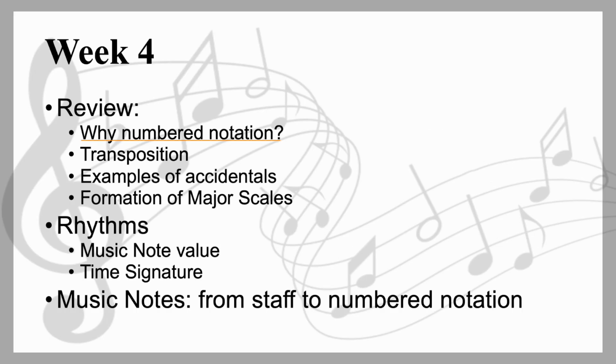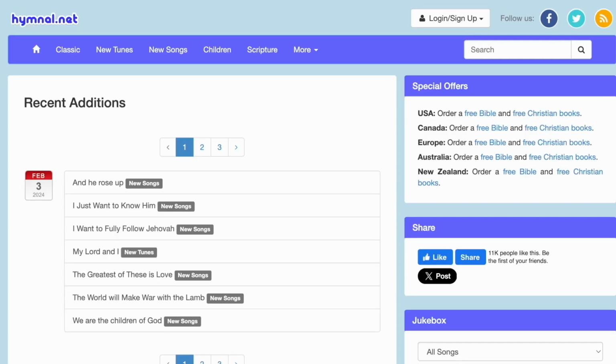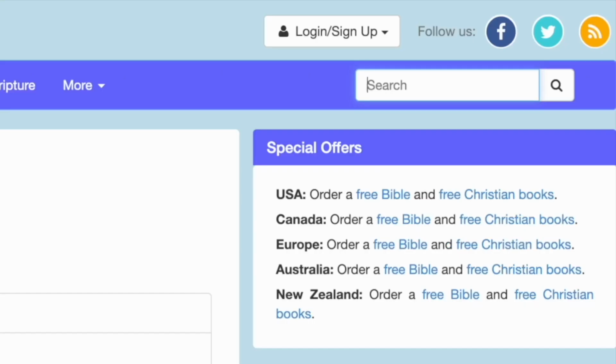Okay, before we start a new class, I want to tell you why I suggested you learn the numerical notation, or the numbered notation. It's because when we are using hymnal.net, this website, you can see that there is a function called search. To search a hymn, if you know some part of the lyrics, then you can enter the lyrics to find out the hymn you are looking for.